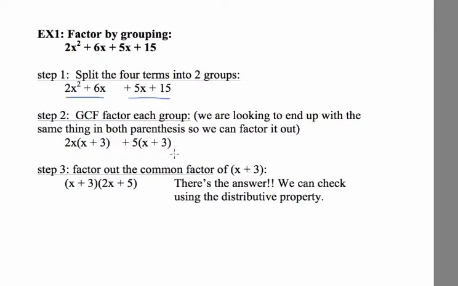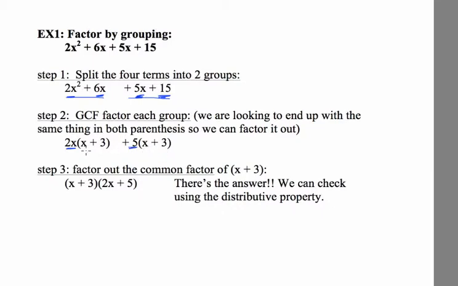Step 2. GCF, or take the greatest common factor out of each group. So in this case, there's a 2x in common there. So I pull out that 2x and then put my leftovers in the parentheses, the x plus 3. Here I have a 5. That's my greatest common factor. So I'm going to factor out the 5 and I'm left with x plus 3.